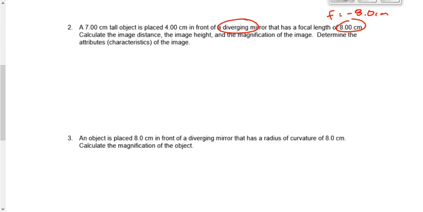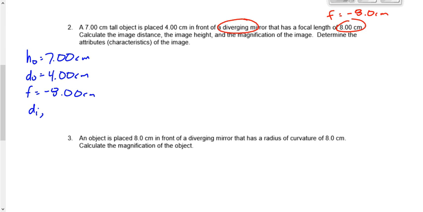Calculate the image distance, the image height, the magnification, and then the attributes as well. We have an object height that is 7.0 centimeters. We're going to assume the object is upright. It's placed 4 centimeters in front of a diverging mirror. DO will always be positive for us in Physics 30. The focal length we said was negative 8.0. We want to determine the image distance. We want to determine the image height. We want to determine the magnification. And then, of course, the attributes, which are going to come from those numbers.